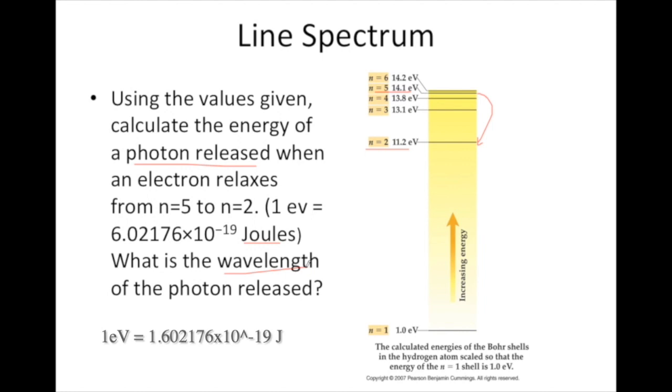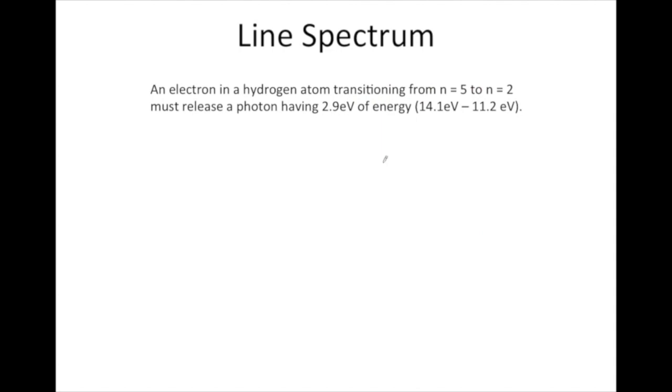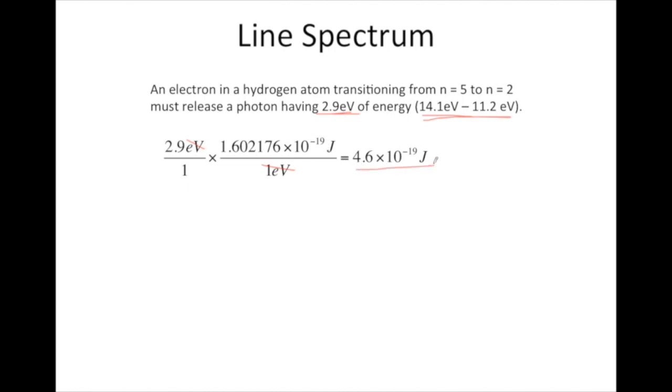Okay, so as our electron goes from n equals 5 to n equals 2, it must release a photon of energy. It must release a single photon, and the energy of that photon would be 2.9 electron volts. That would be the difference between the fifth and the second shell. We could convert that to joules using our conversion factor. Our electron volts go on the bottom, and our joules go on the top. We multiply, and we get 4.6 times 10 to the negative 19 joules. So that would be the energy of our photon.